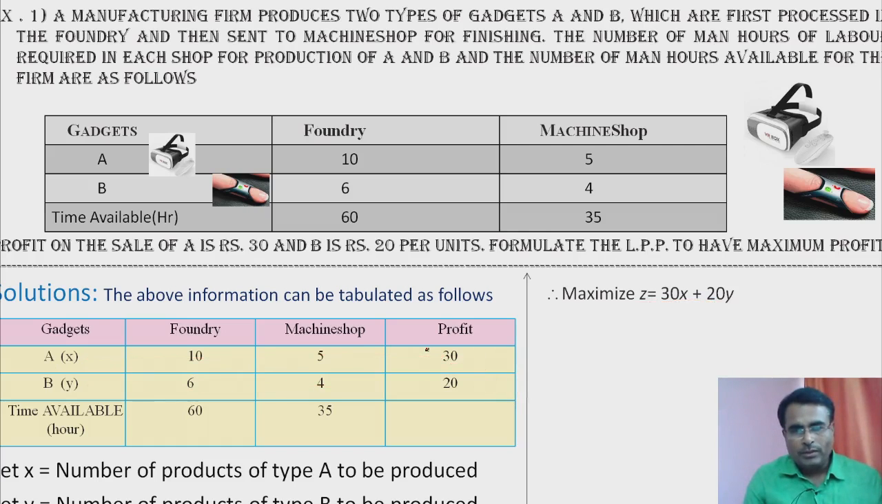Next we have to consider formation of constraints. Here 1 unit of gadget A takes 10 hours on the foundry machine.